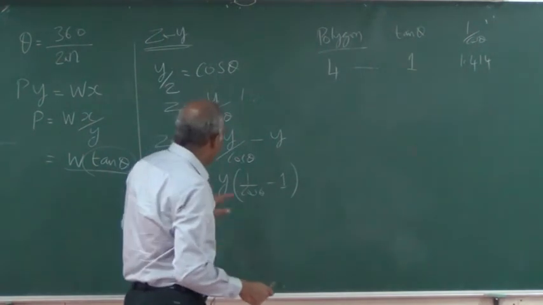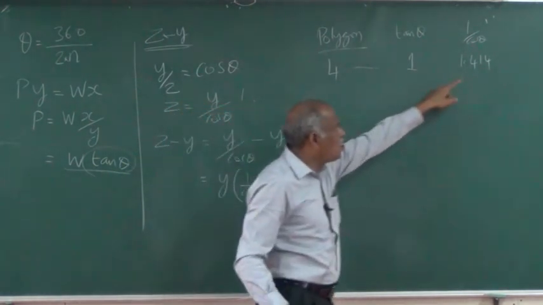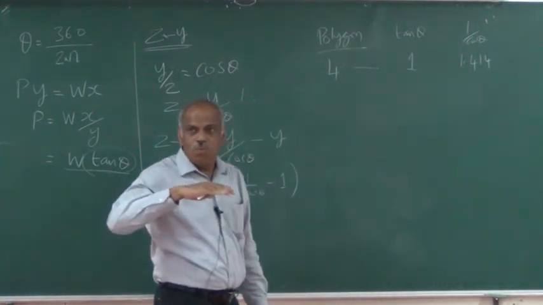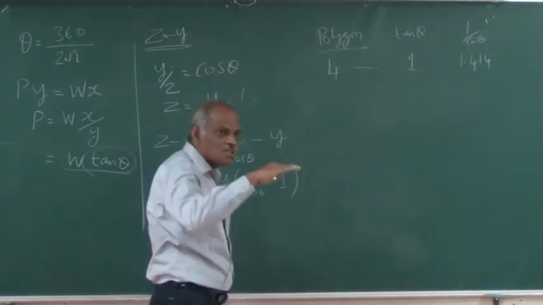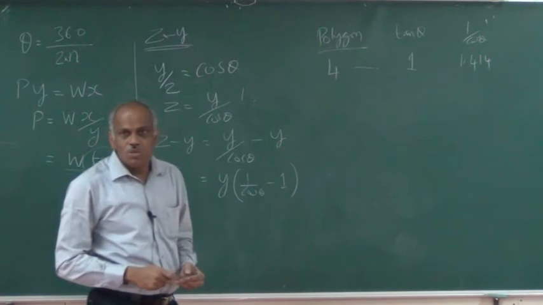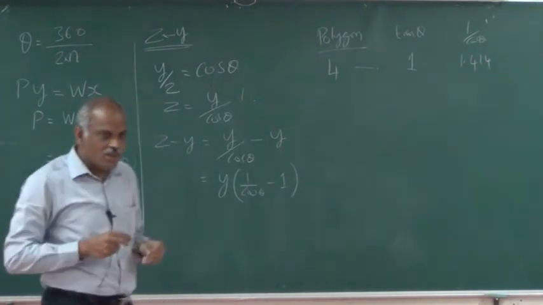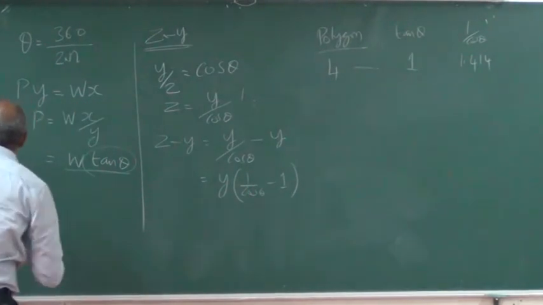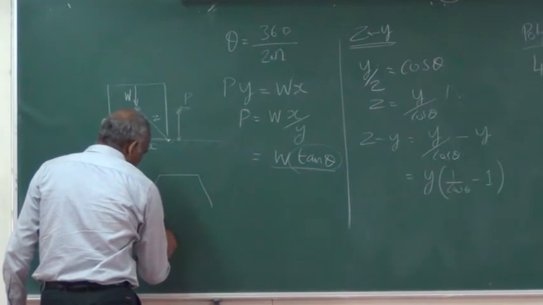Okay, and the vertical motion will be 1 minus that, which is 0.414 times the y value. That is the one which will go up and down. So to reduce this upward motion, what I can think of is, instead of rolling a square like this, I can roll a hexagon.